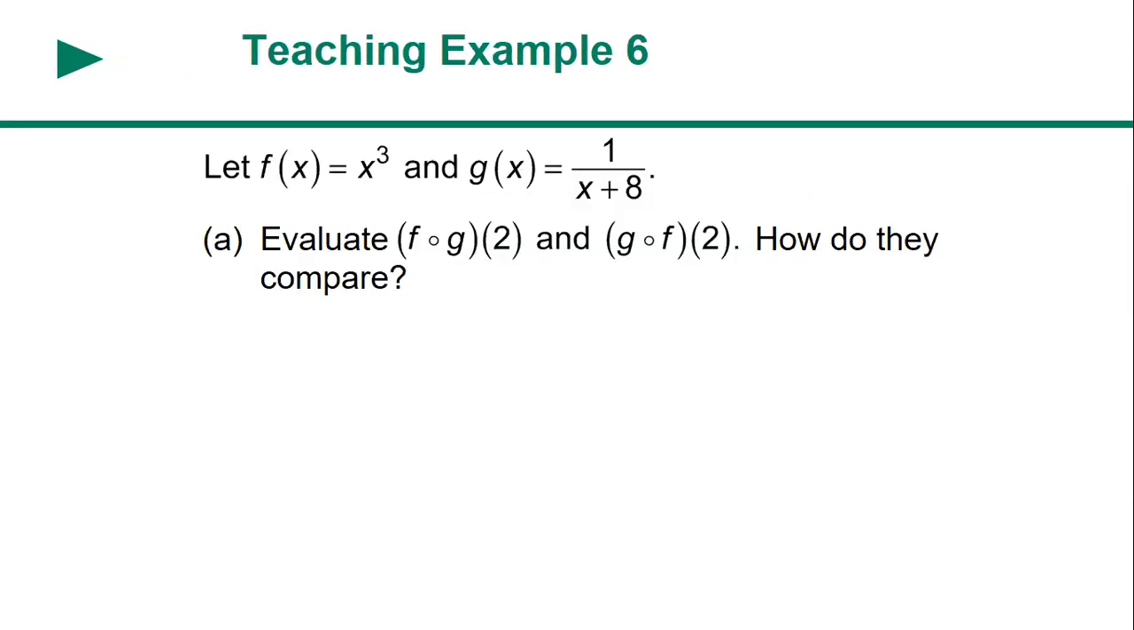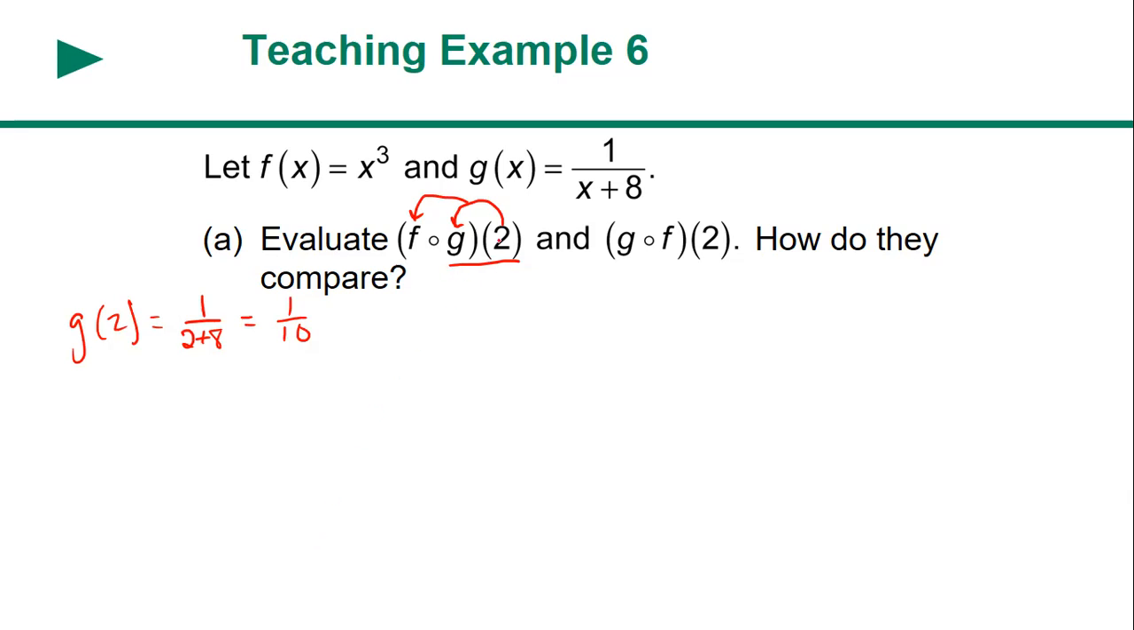So for example, we're going to start off with just evaluating. Evaluating means that I'm plugging in values. Got it? Evaluate means there's a value going in. Okay. So if I have F composed of G at 2, what this is telling me is that I'm going to plug in 2 into G, and then the answer of this, I'm going to plug into F. Does that make sense? Okay, so the first thing I'm going to do is G of 2. So that's going to give me 1 over 2 plus 8, which is 1 over 10.